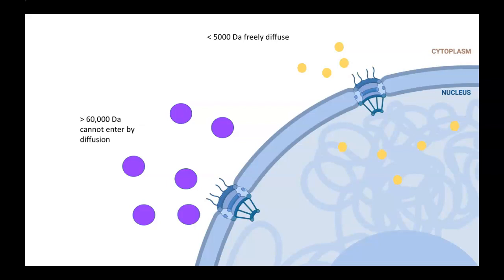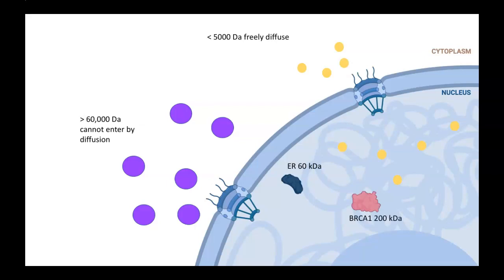But here's the tricky thing. We know that most proteins are actually 60,000 Daltons or larger, and many proteins do work inside the nucleus and must enter from the cytoplasm in order to get in there. For example, the estrogen receptor, that's about 60 kilodaltons. It works in the nucleus. There must be a way for it to get there.